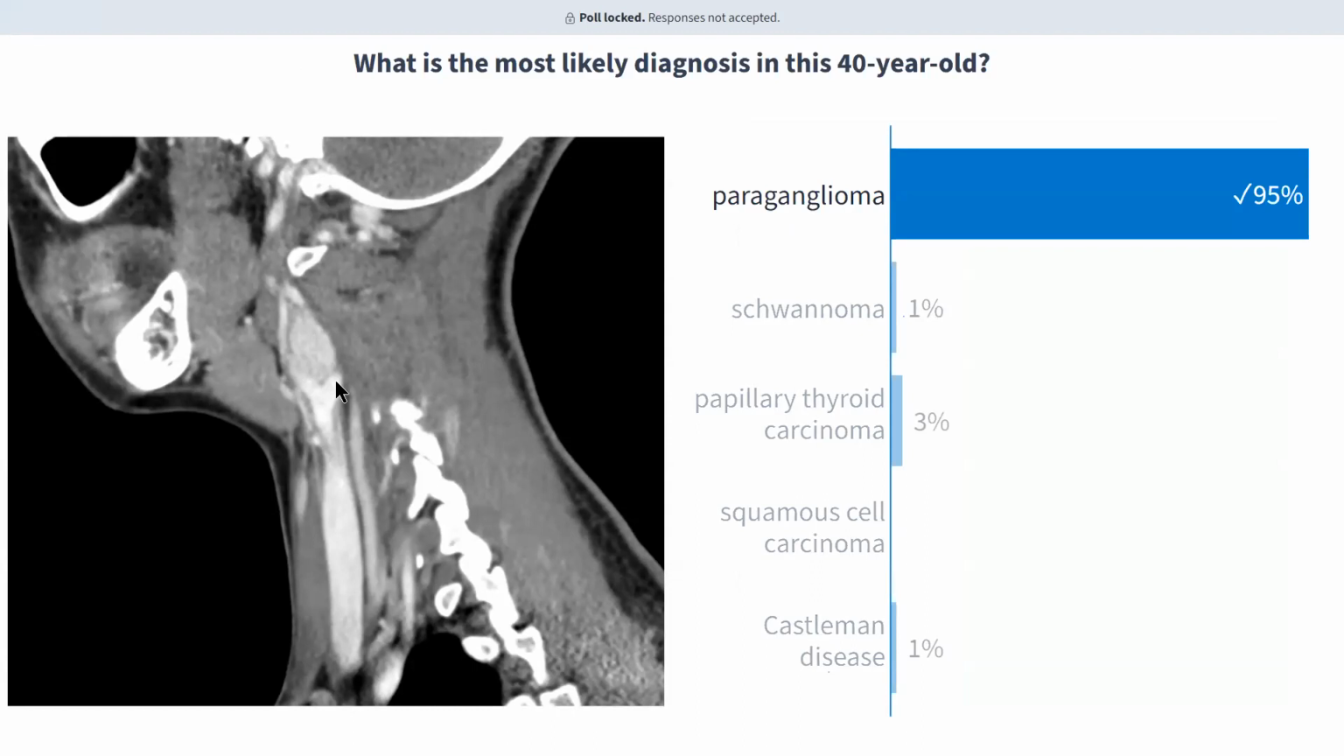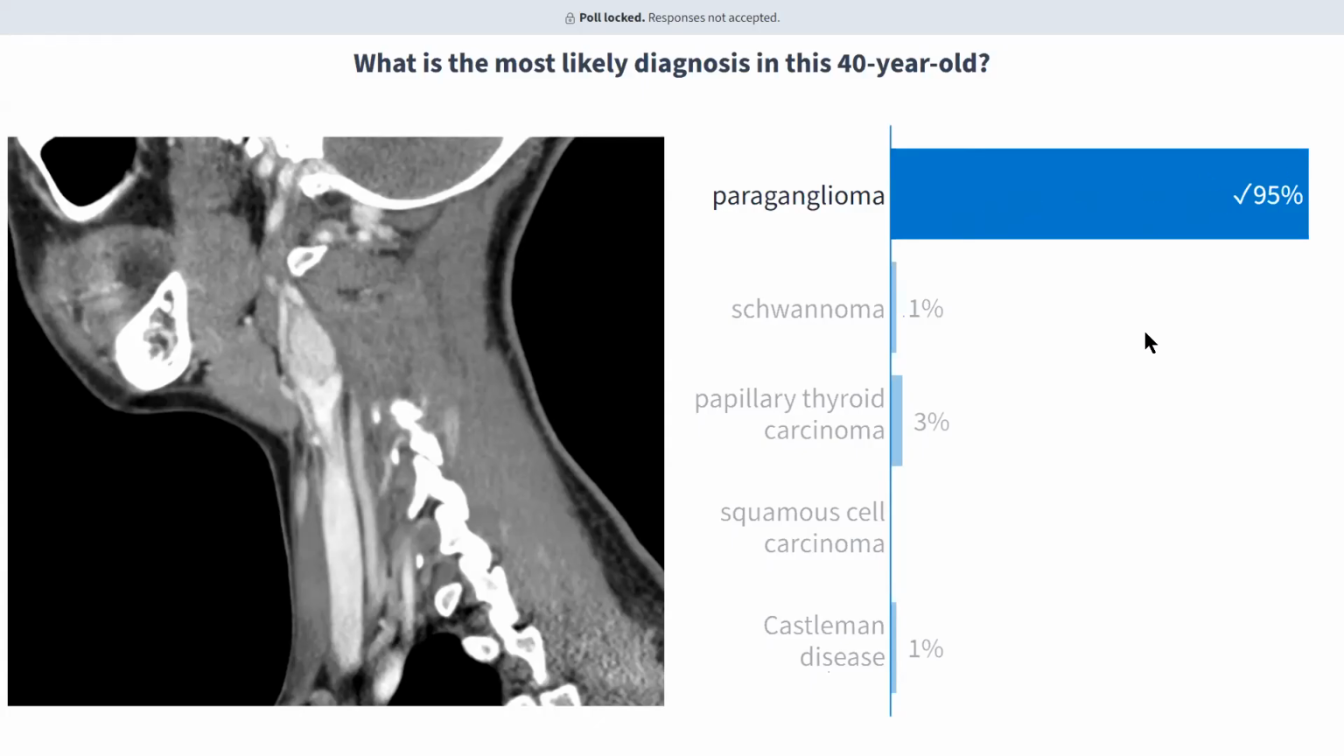So common carotid, internal and external carotid artery. And so this is the location of the carotid body. And when you have enlargement of the carotid body with an enhancing mass, that is a paraganglioma. It's also known as carotid body tumor, previously known as chemodectoma. So paraganglioma is the correct answer, and 95% of you got this right.